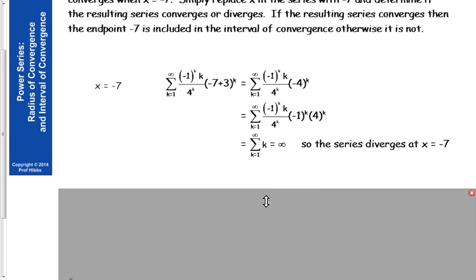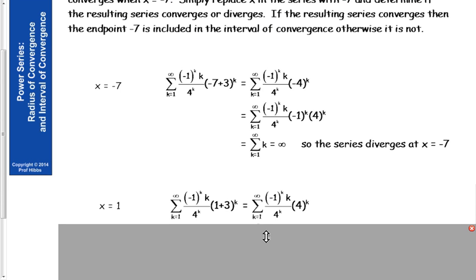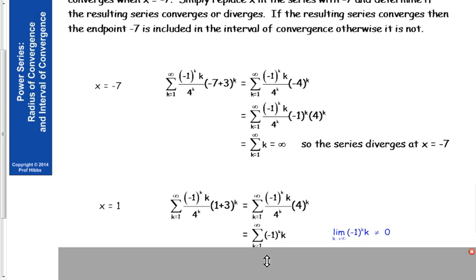Now, we're going to go through the same process for when x is equal to 1. So we replace the x with 1. So that's what goes right here. And now we have a 4 in that position. And so I'm just going through the process. I need to know whether this series converges or not. So I'm simplifying it as much as I can. I have 4 to the k over 4 to the k, which goes out and leaves me just negative 1 to the k times k as my term.